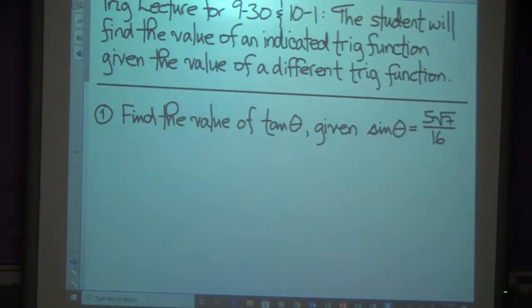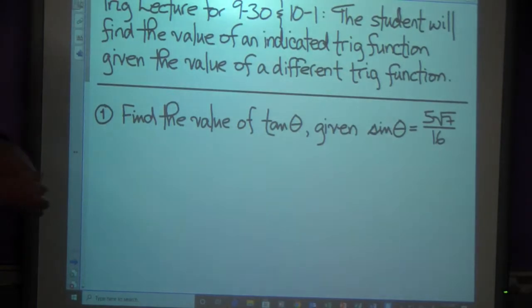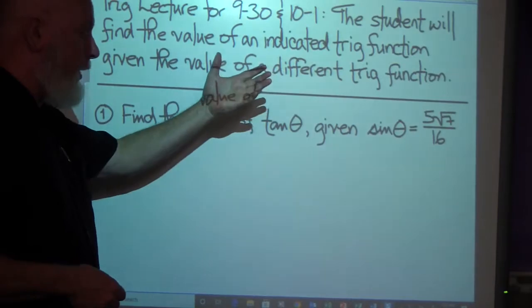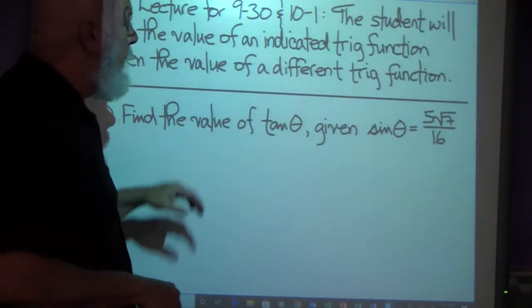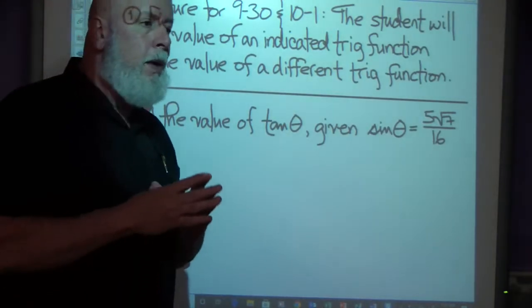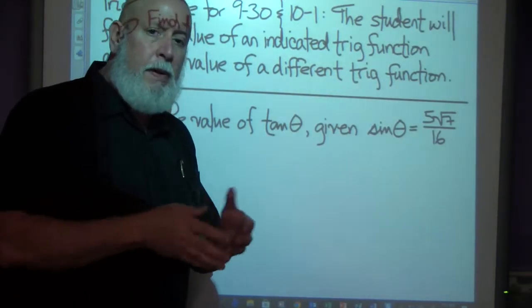Alrighty, this is Trig lecture 9:30 and 10:1. In this case, the student will find the value of an indicated trig function. Again, we're going to be asked to find the value of a trig function given the value of a different trig function. And we're going to be doing much the same as we've done in the past.